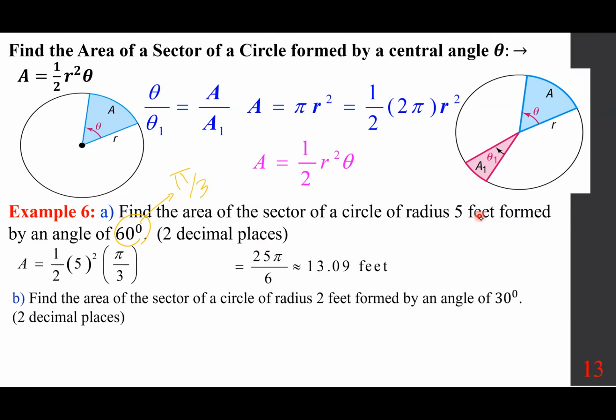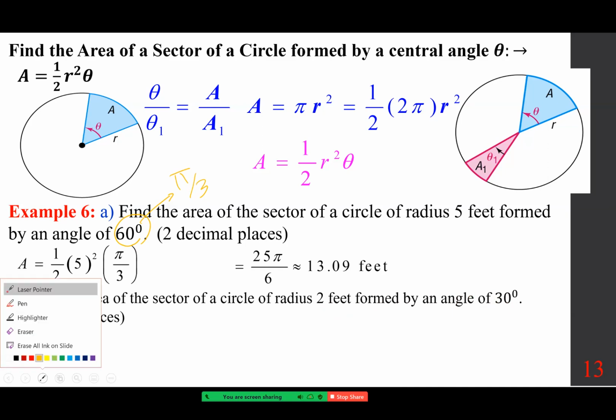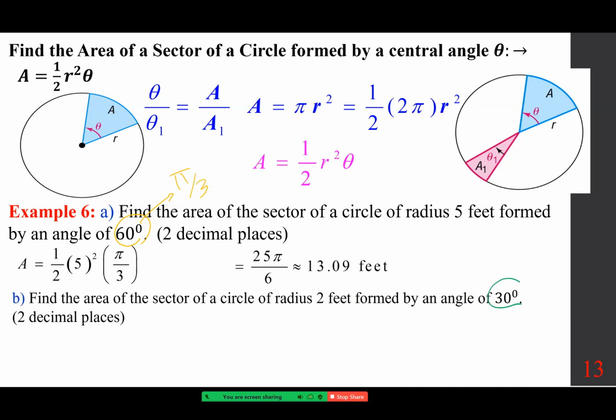All right, we have a similar question. The radius is 2 feet. The angle is 30 degrees. Again, 30 degrees, everybody knows, is pi over 6 radians.